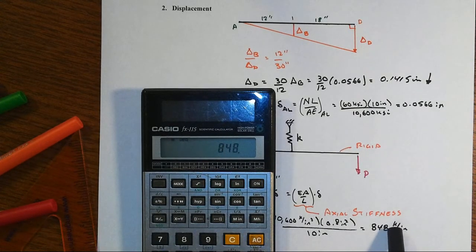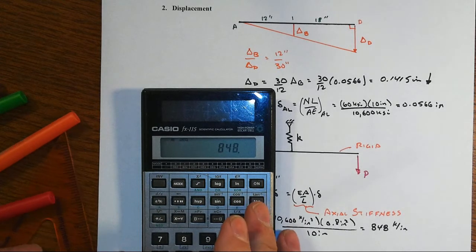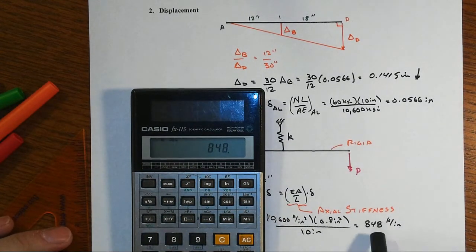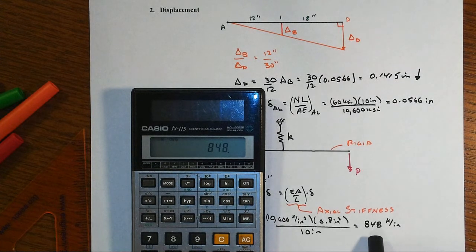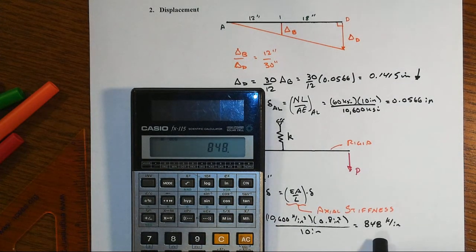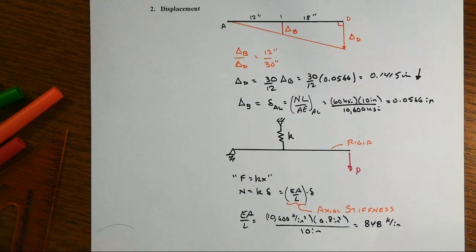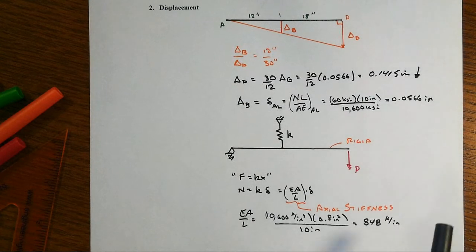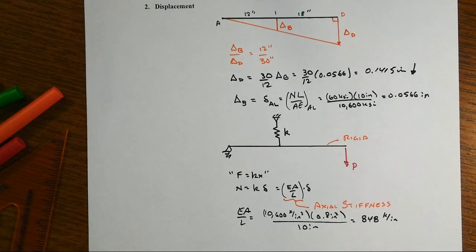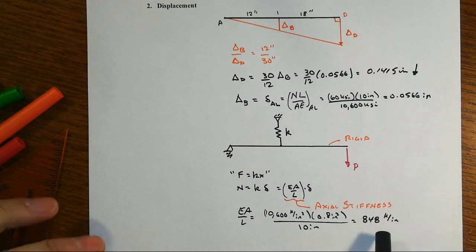Note the units. Kips, 848,000 pounds per inch. It takes 848,000 pounds to elongate this 10-inch rod by 1 inch. Holy schmoly, that's a lot of force. You're only going to see that at the bottom of really tall buildings or platforms out in the ocean. 848,000 pounds to get an inch of deformation in this particular very short length of a rod. That's extremely stiff, right? And that's common for axial kinds of situations.